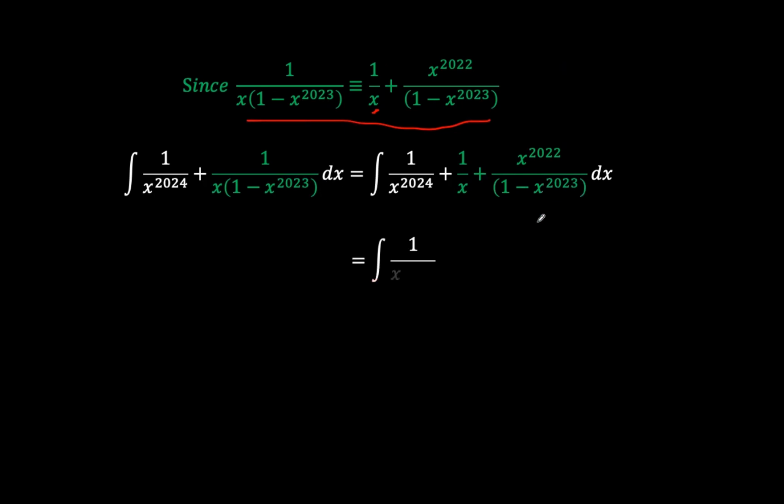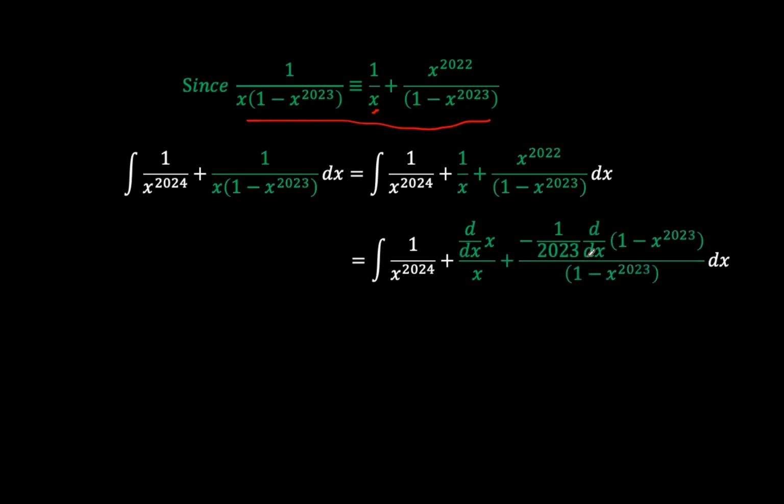Okay, so just a little bit of clarity here. 1 is the same as the derivative of x in the denominator here, and then x to the power 2022 is the same as negative 1 over 2023 times the derivative of 1 minus x to the power 2023 here. So what this means is that when we integrate, this is the same as the natural log of x, and this is the same as negative 1 over 2023 times the natural log of 1 minus x to the power 2023.